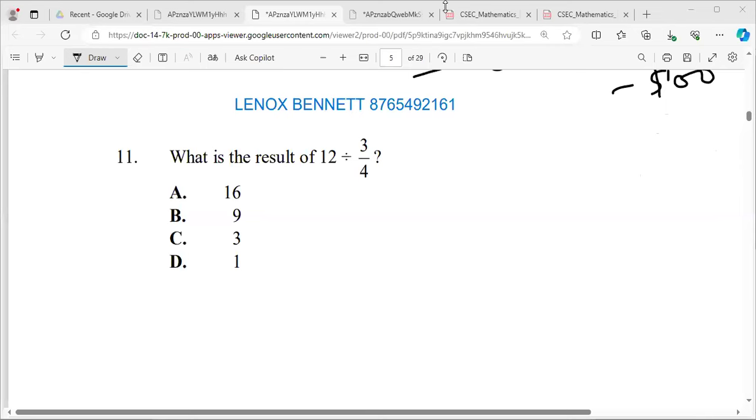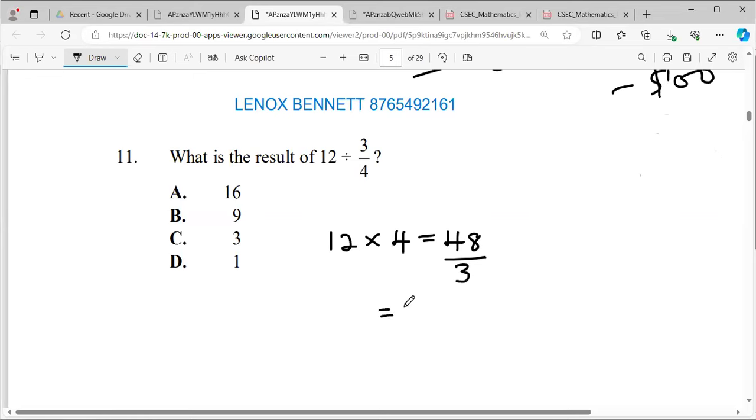12 multiplied by 4 equals 48. And 48 over 3 equals 16 over 1. So 12 divided by 3 over 4 will equal 16.